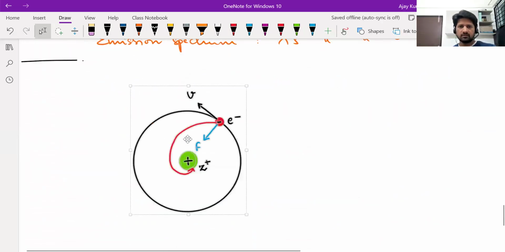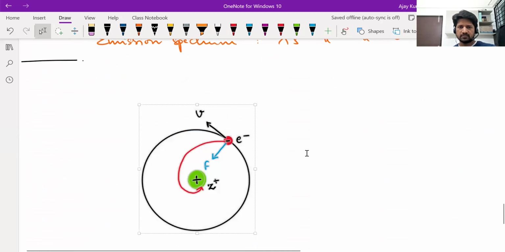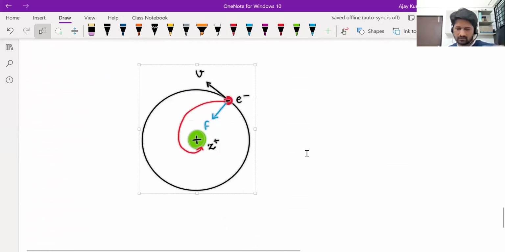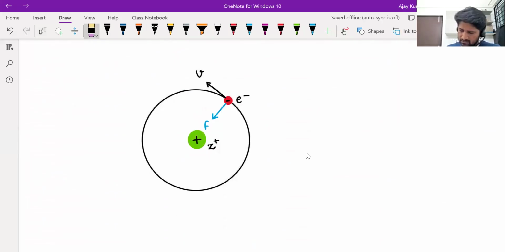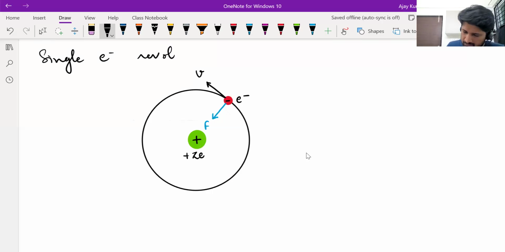If you consider the atom to be like this, let's say there is a nucleus having atomic number Z, so Z number of protons in it, then how much will its charge be? Charge will be plus Ze. And let's say there are electrons revolving around it. Consider a single electron species. Consider a single electron revolving around a nucleus.